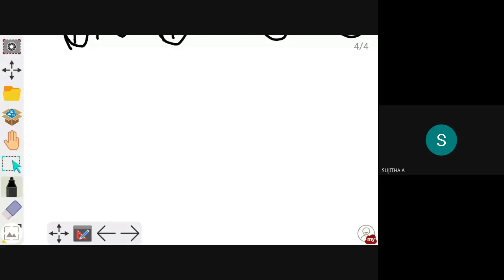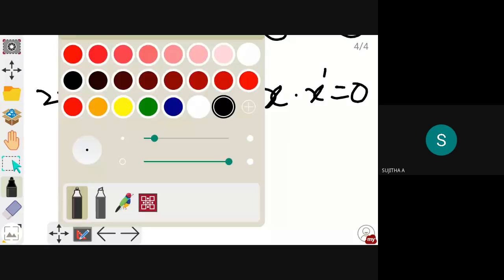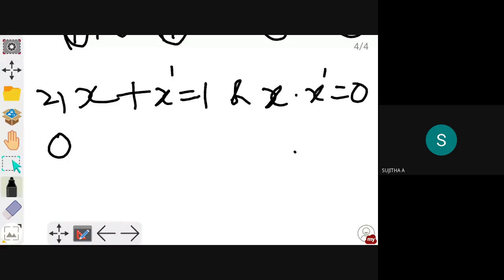Then the second law will be x plus x dash is equal to 1 and x into x dash is equal to 0. So in any expression, if you have x plus x dash you can directly put it as 1. And if you have x into x dash you can directly put it as 0. So how is it? You put x is equal to 0. If x is equal to 0, then 0 plus x dash, the complement of x, is 1. So what is 0 plus 1?